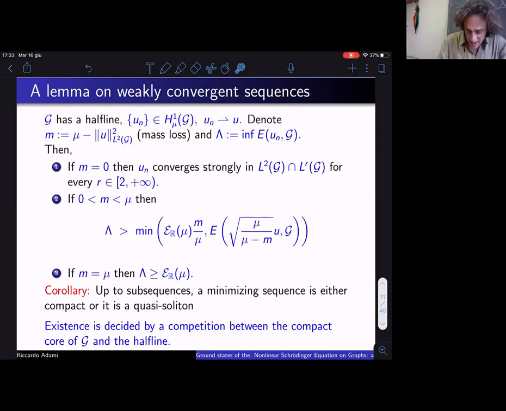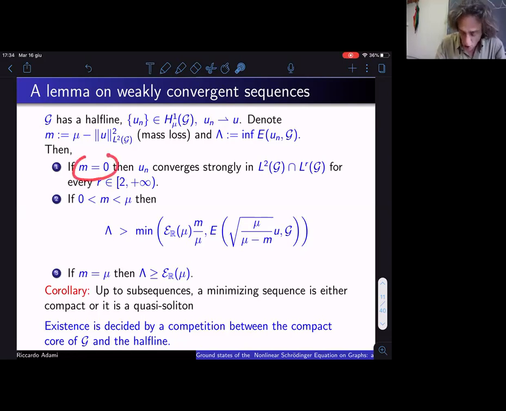Of course, there can be a loss of mass. We call this loss of mass m: the difference between the mass mu of all the elements of the sequence and the mass of the limit. And as a notation, let lambda be the infimum of the energy of u_n on the graph. Okay? I'm not supposing that it is a minimizing sequence. This is just a weakly convergent sequence.